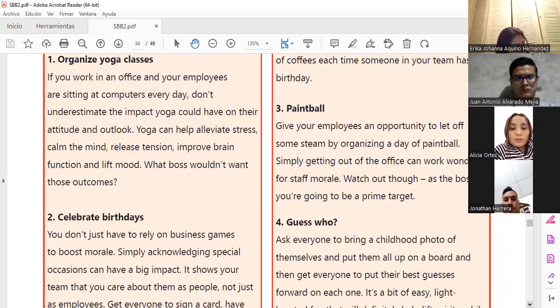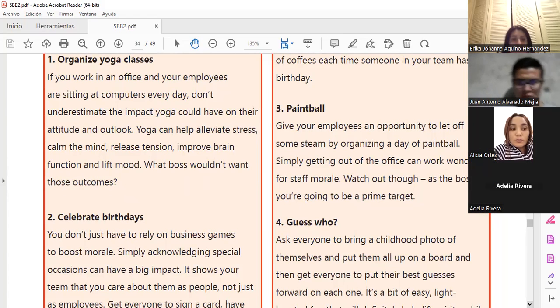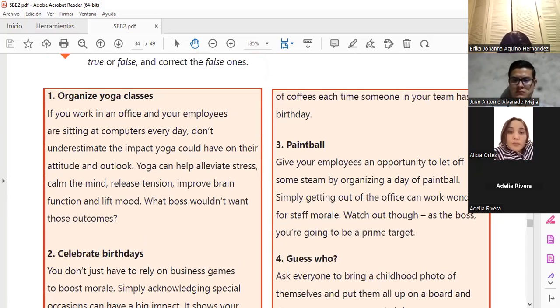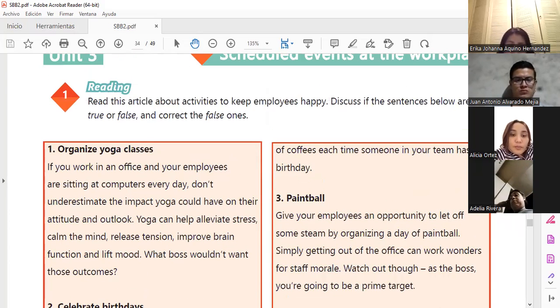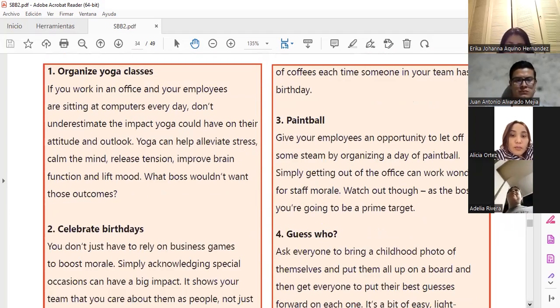So to avoid those types of situations, employers do activities like these four that we have: organize yoga classes, celebrate birthdays, paintball, or guess who. Guess who is a game that they play, and we're going to be learning about each of them in a few seconds. Okay, so we're going to do the reading.